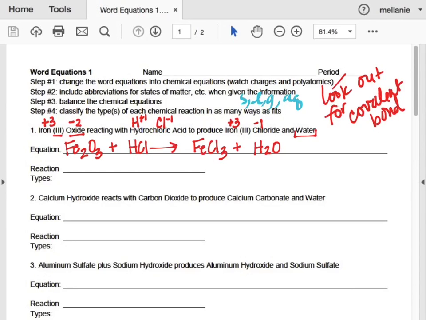Wait, so we're not doing the reaction types? Here we are. We're only on step 3. Oh, I get it. So if we balance this, I need to have 2 irons. I need to have 3 oxygens over here. And I need to have 6 HCl's.